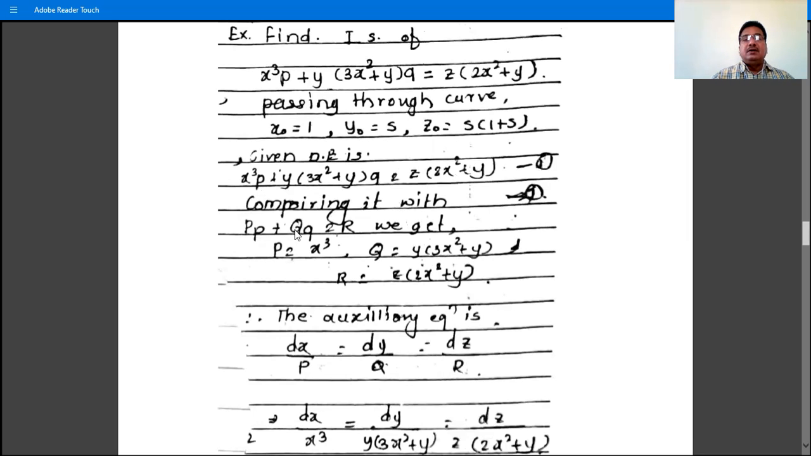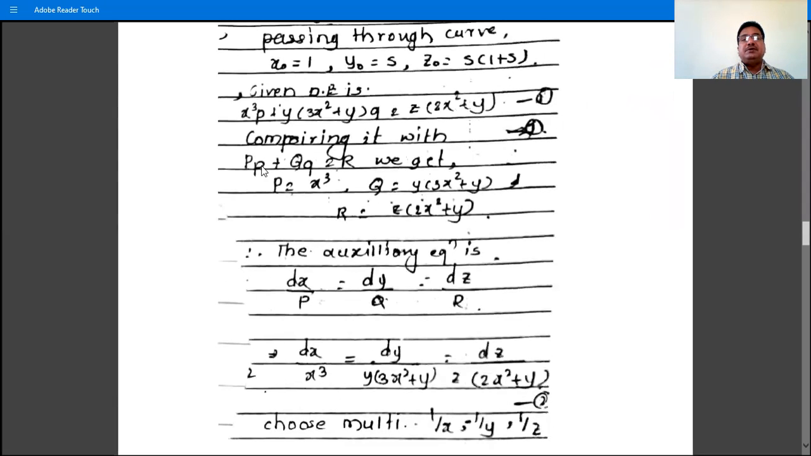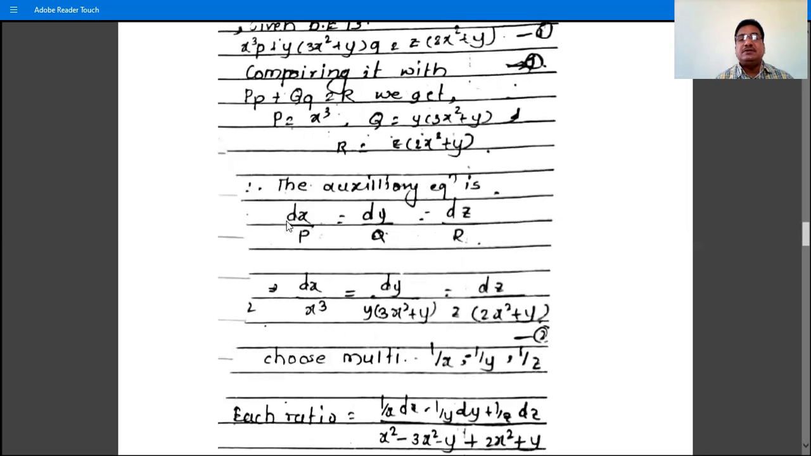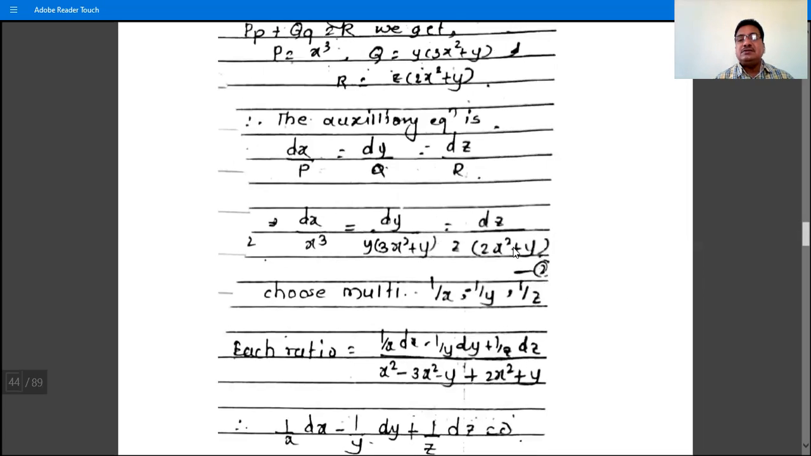Compare with the standard differential equation, capital P into small p plus capital Q into q is equal to capital R. So we get P is equal to x cube, Q is equal to y in bracket 3x square plus y, and capital R is z in bracket 2x square plus y. Then the auxiliary equation is dx by P equals dy by Q equals dz by R. Substitute P, Q, R, and this is equation number 2.